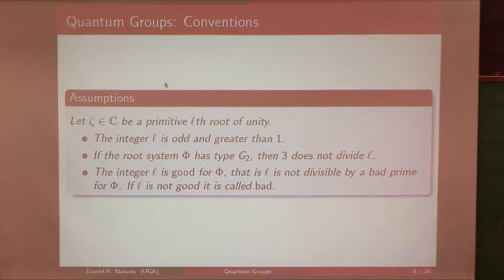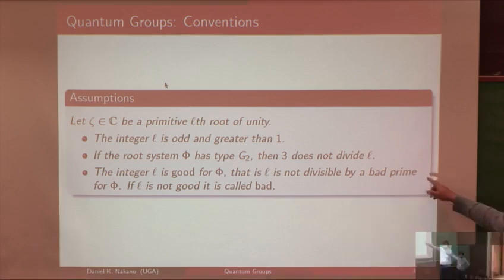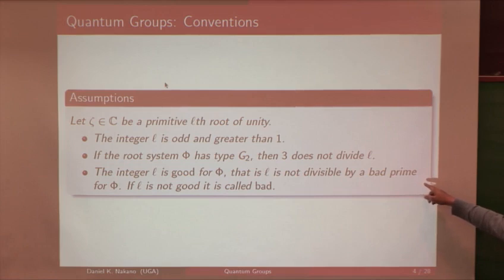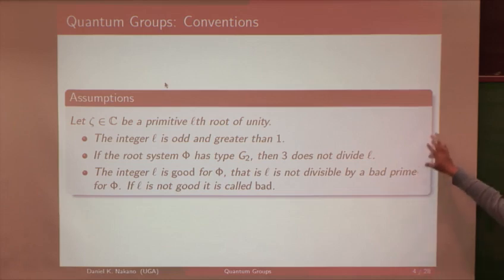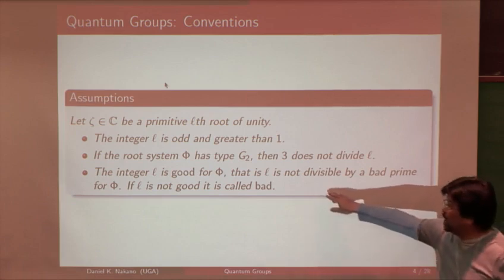Then I'm going to have the concept of l being good. This is the analog of being a good prime. We say that this l, which may not be a prime, is good if it's not divisible by any bad prime for the root system. In type A, there are no bad primes, so l is always good with these assumptions. In type B_n or C_n, you don't want l to be divisible by 2. If it's not good, we say that l is bad.